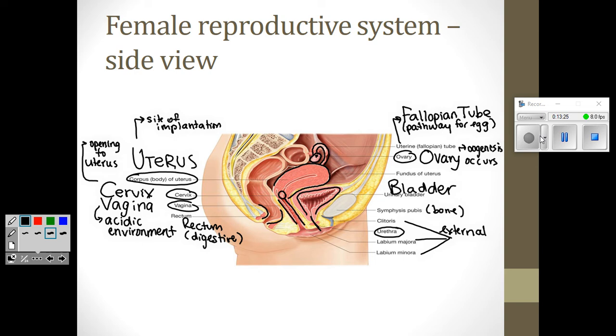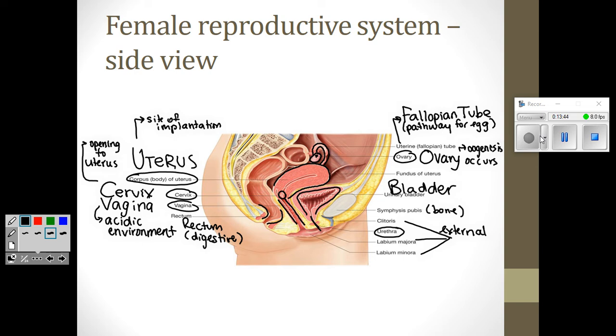Now, does anyone want to ask anything about where something is on the diagram or maybe what something is pointing to? So what we're going to look at on the next slide is just the last picture that goes with all of these adult reproductive system things.